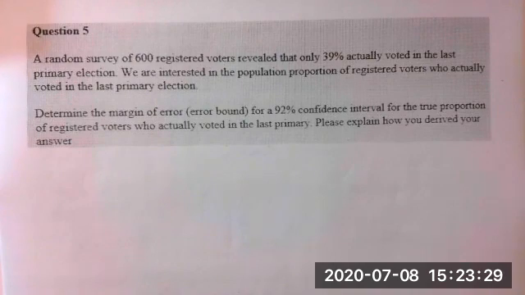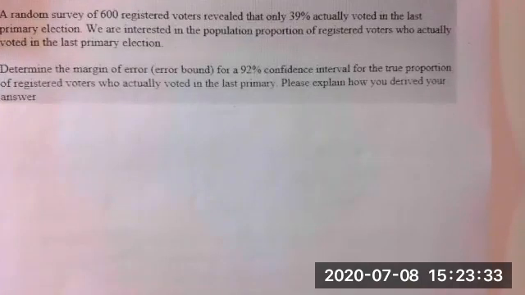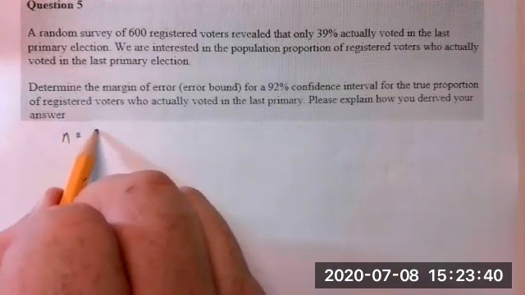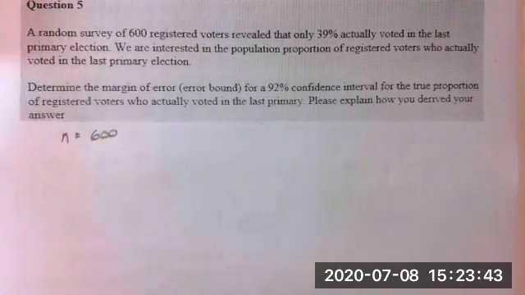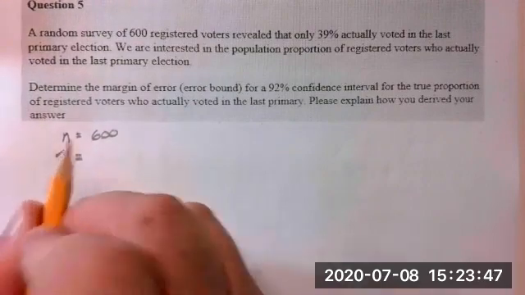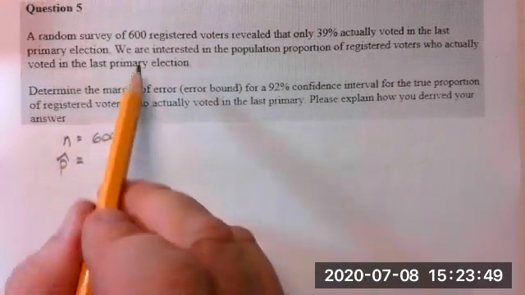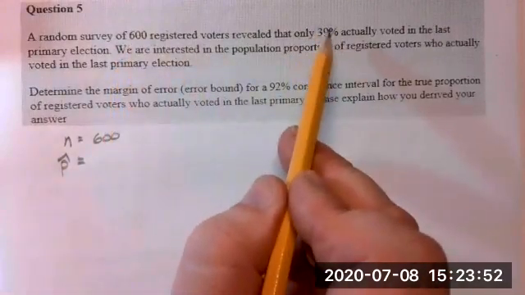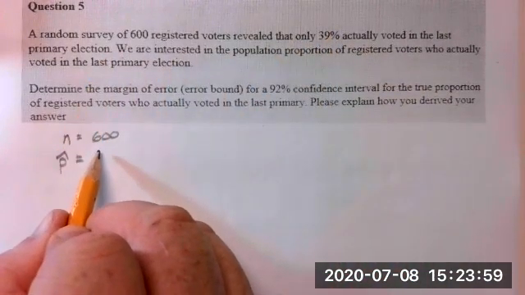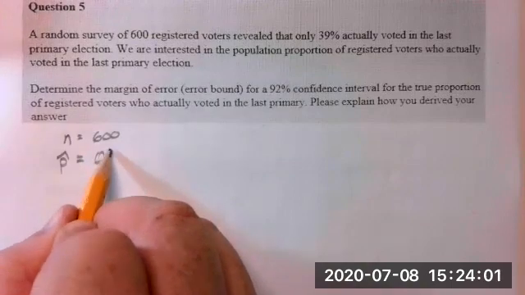So we want to find out the margin of error for a 92% confidence interval for the true proportion of registered voters who actually voted. All right, so we'll start out here. We know that our sample size is 600, and then we have this p hat value, which is the proportion of our sample. In this case, it's 39%, so it's going to be 0.39.